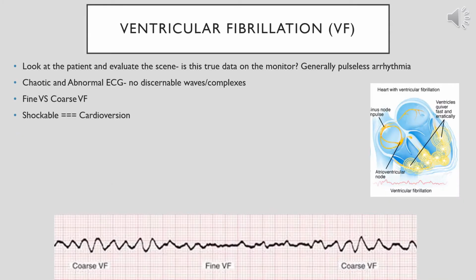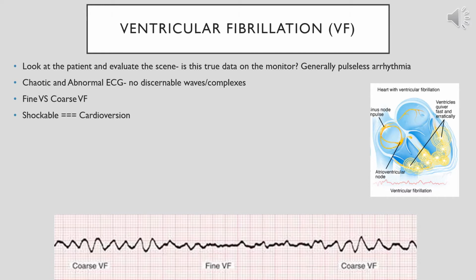Whenever we see this kind of arrhythmia, we need to look at the patient and evaluate the scene and see if this is true data on the monitor, along with evaluating this on a second lead. The patient should have a crash cart in the room, getting everything ready for a code situation if you see something like this. Generally, this is a pulseless arrhythmia, and you're going to need to start CPR immediately while you're calling a code and getting people there that can help you resuscitate the patient.